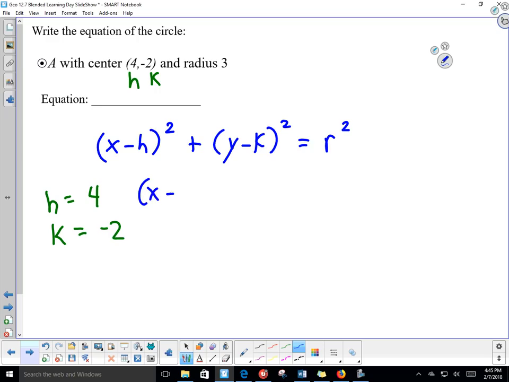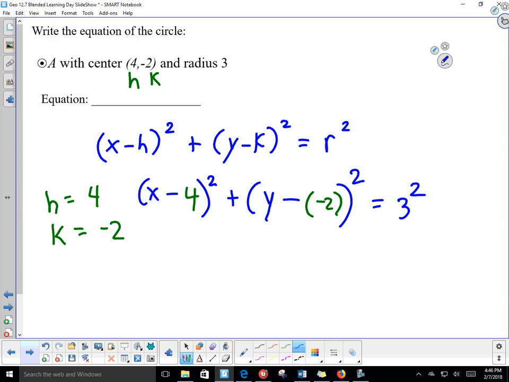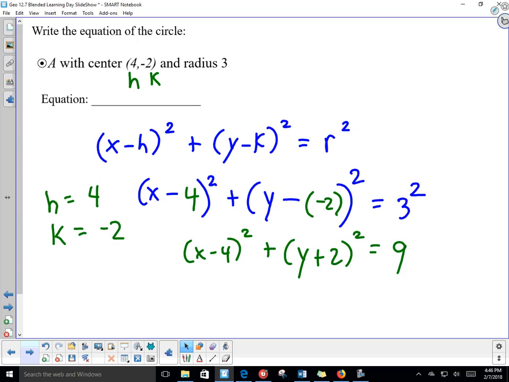So we're going to have (x minus 4) squared plus y minus our k, but the k is actually negative 2. So I need to have y minus a negative 2, squared, equaling, and the radius is 3, so I'm going to have 3 squared. So that means my equation could be written (x minus 4) squared plus (y plus 2) squared equals 9.